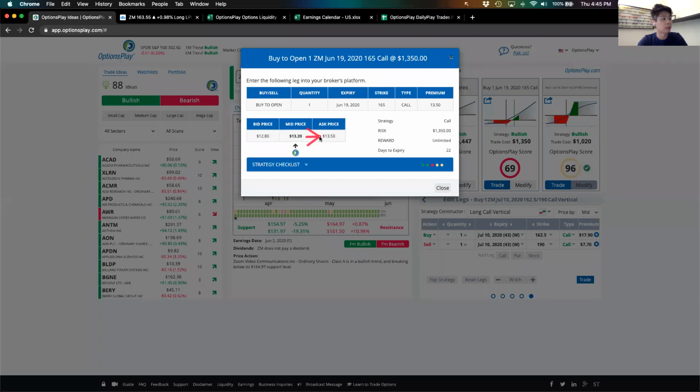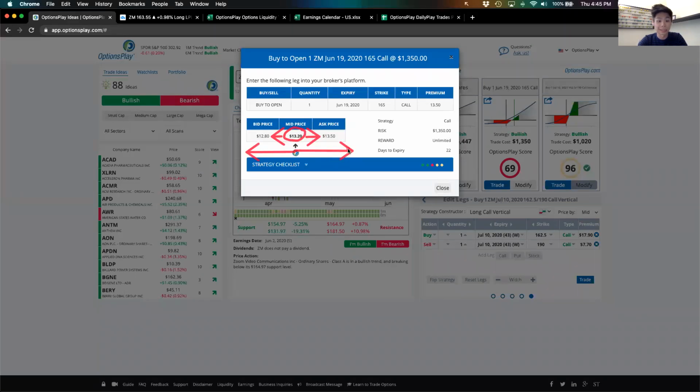So here the bid-ask spread is 30 cents away from the midpoint, right? So you have $3.20 and $3.50, $3.20 and $12.80. So the liquidity of an option does not affect the value of the option. What it affects is how wide the market makers are willing to buy and sell at.